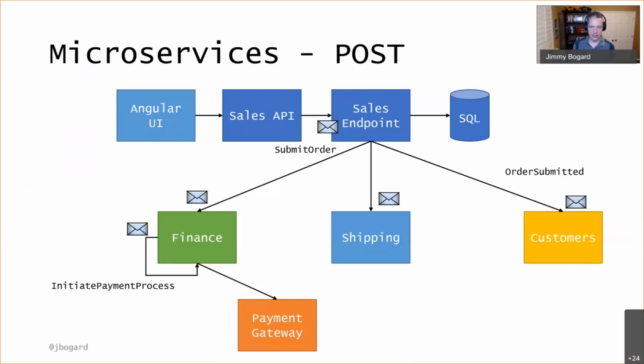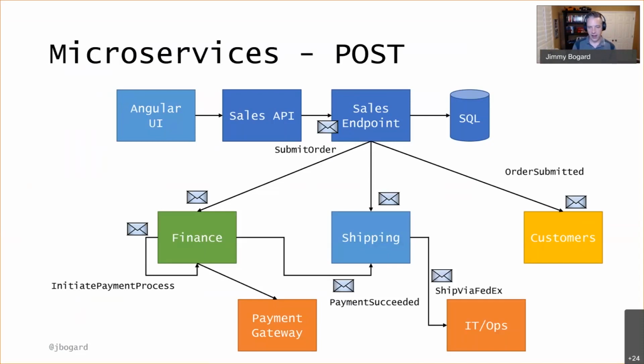Now shipping's got some more complex logic. It says, well, I can ship my product when I receive both events, order submitted and payment succeeded. Only when those two things have happened successfully can I actually ship the order. So it's subscribed to two events: the order submitted event and the payment succeeded event. And when both of those are received, then it finally says, okay, go ship this thing via FedEx. So another message goes out the door to our operations folks to ship the product via FedEx or whatever.